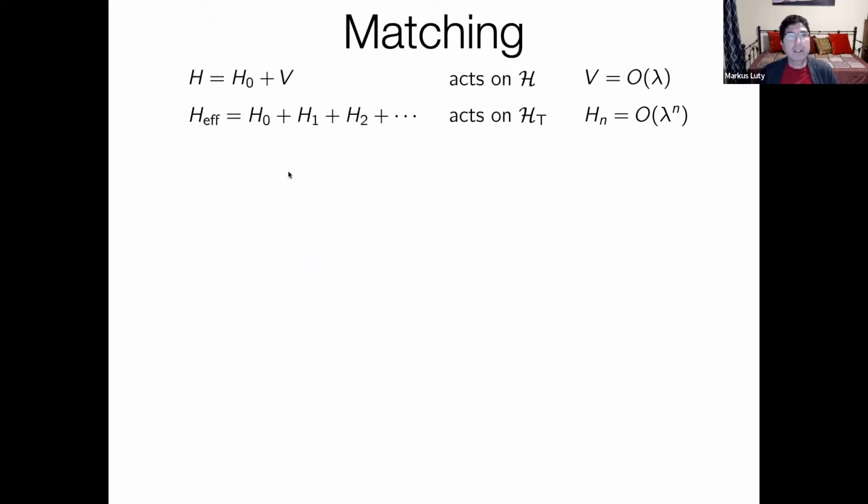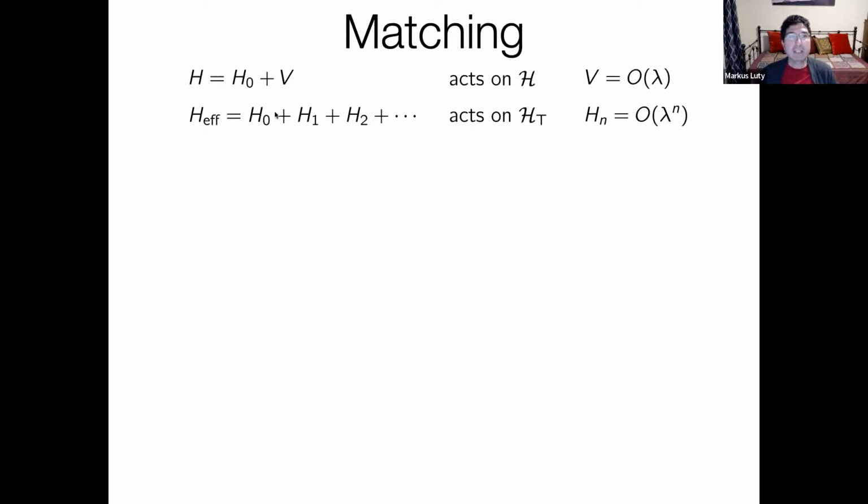Okay, so let's think about the matching. We want to now look at the effective Hamiltonian. We have our full Hamiltonian that acts on the full Hilbert space. Notice that this perturbation V is of order lambda, which is a weak coupling in the UV. And so my matching calculation is going to be a matching in powers of lambda, or powers of V. My effective Hamiltonian will be H0 plus H1 plus H2 and so on.